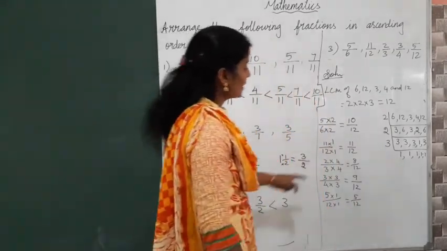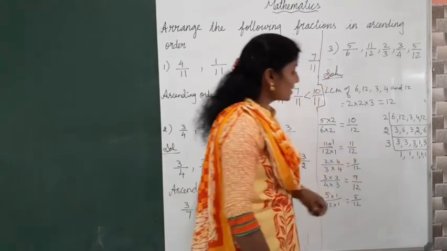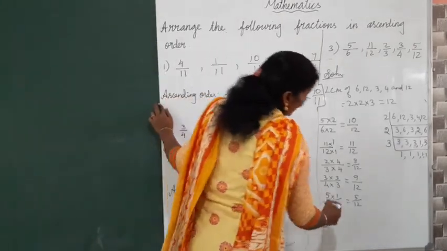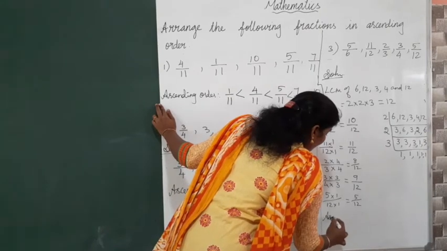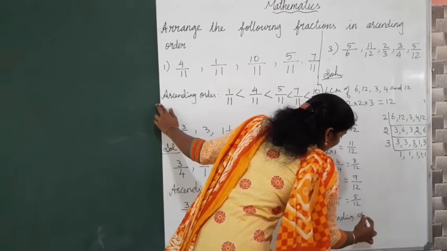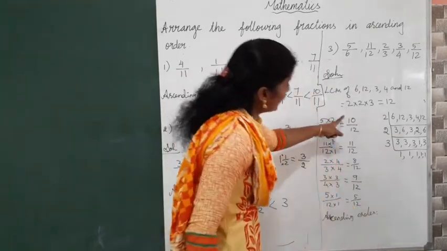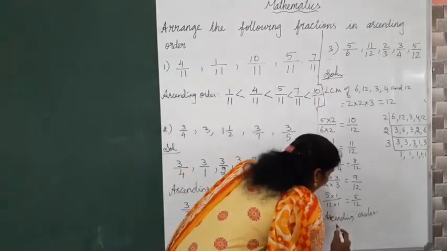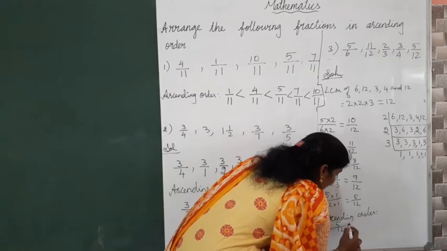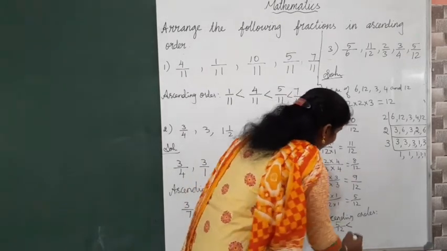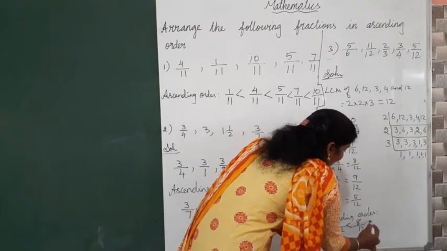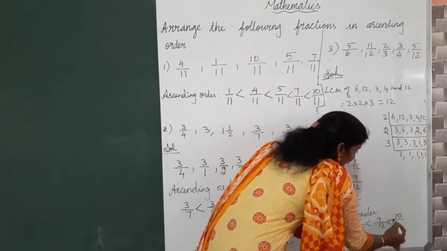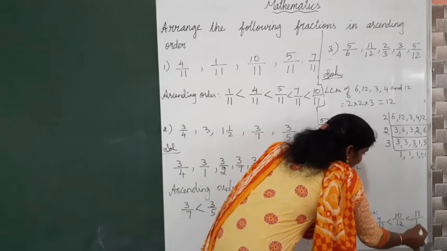Isn't it? Now we can arrange. We got all the same denominator. So we can arrange in ascending order. Ascending order, say 10, 11, 8, 9, 5. Small to big. Which is small? 5. So 5 by 12 is less than 8 by 12, less than 9 by 12, less than 10 by 12, less than 11 by 12.